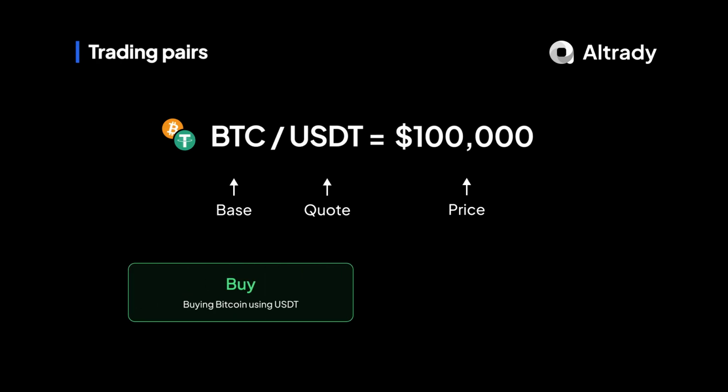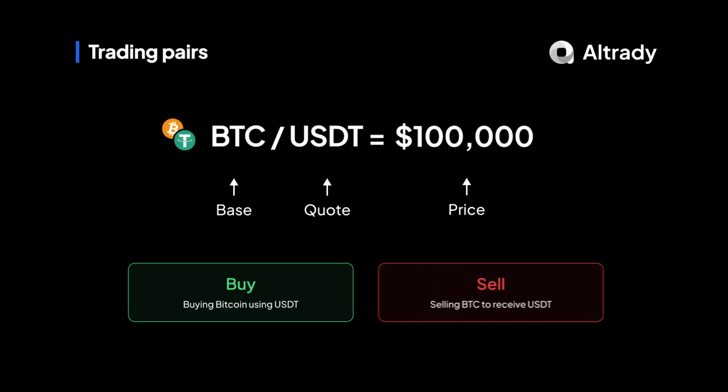When you place a buy order on BTC USDT, you are buying Bitcoin using USDT. When you sell, you are selling Bitcoin to receive USDT. You are always exchanging one currency for another, buying one and selling the other.